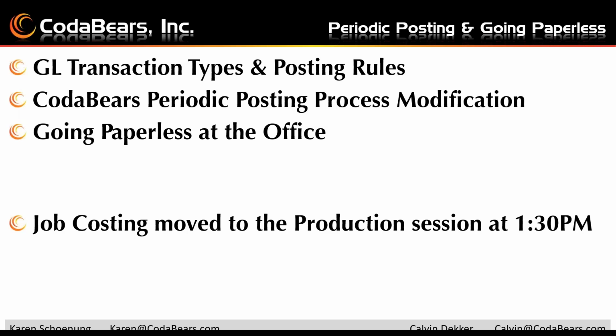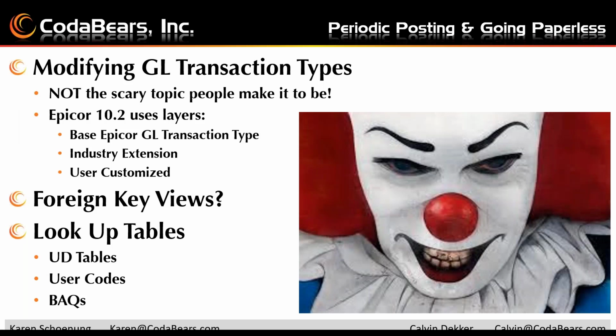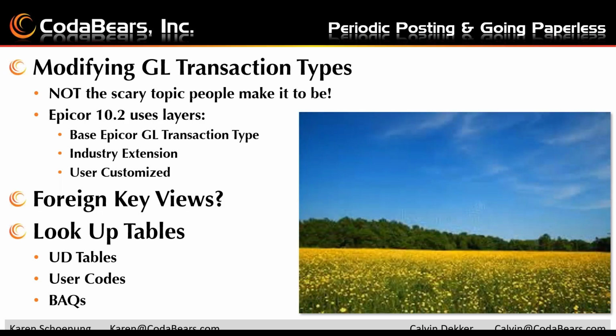Kind of starting this out is modifying the GL transaction types. This is not the scary Pennywise clown evil it used to be. Back in version 9, it was a little difficult to make changes to the posting process. As you get to 10.2, you're going to find this goes a whole lot smoother and easier. And when you upgrade, Epicor doesn't throw your transaction types and your posting rules out the window. You get to keep them, and so they become layers.